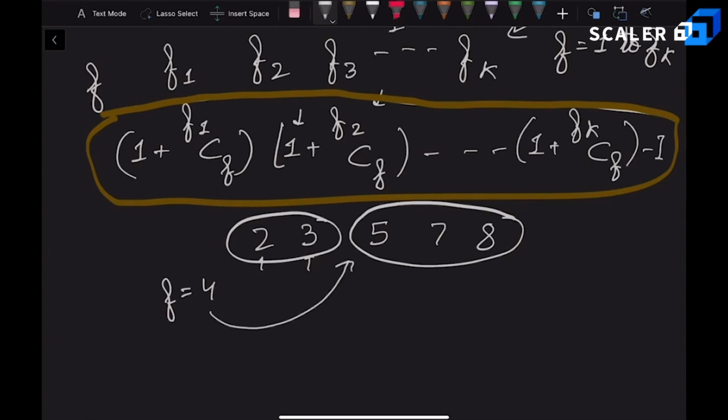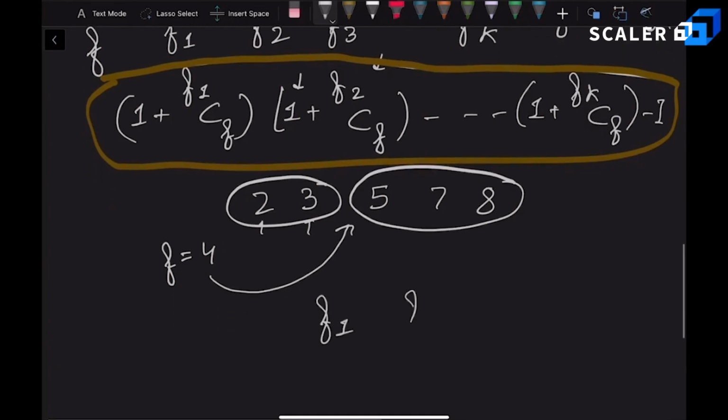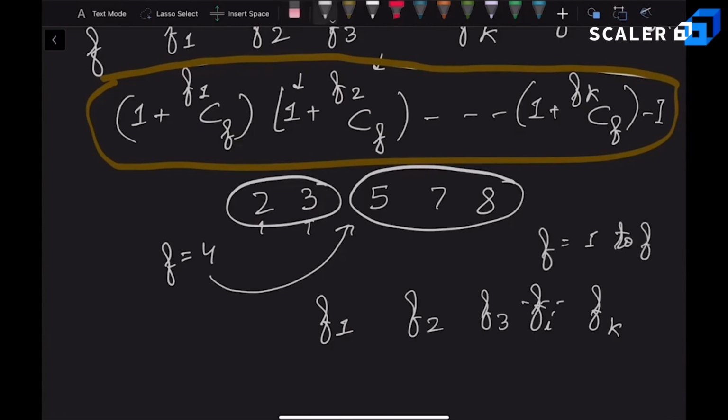So now let's actually find what will be the contribution of each element. How many times will each element be considered in our formula? So if we have a sorted array of frequencies f1, f2, f3 and so on up till fk, fi will only be considered for all the f from 1 to fi, because after that this term will only contribute 1, because we know that the contribution of this fi will be 1 plus fi cf for all the f, and if f is greater than fi, this value will be 0, so this will only contribute 1, and we will ignore that.